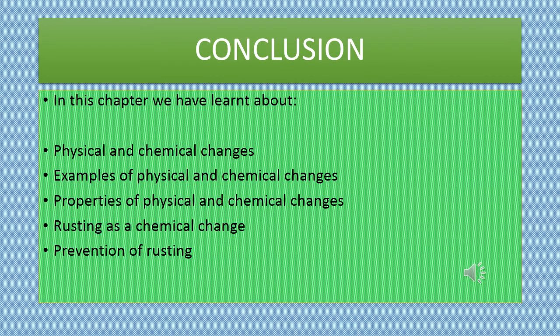Now let's conclude what we learned in the chapter. We learnt about physical and chemical changes, examples of physical and chemical changes, properties of physical and chemical changes, rusting as a chemical change, and methods to prevent rusting.